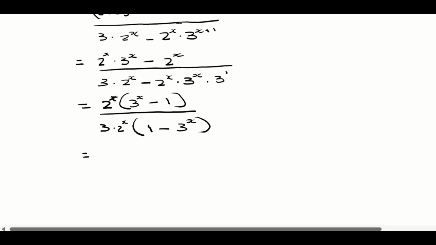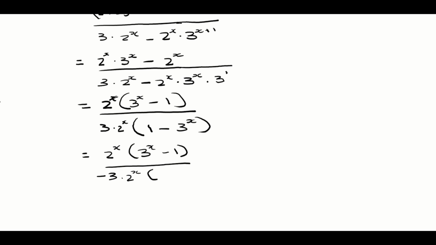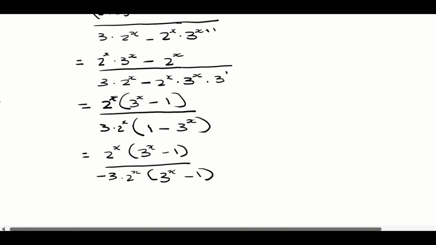Okay, now if you look in the numerator, the bracket is 3 to the power of x minus 1. The denominator is 1 minus 3 to the power of x. Again, we use our change of sign rule. So the numerator is 2 to the power of x into 3 to the power of x minus 1 all over 3 times 2 to the power of x. And because we are doing the change of sign rule, this becomes negative, and this becomes 3 to the power of x minus 1. So now we can cancel because we have all factors.